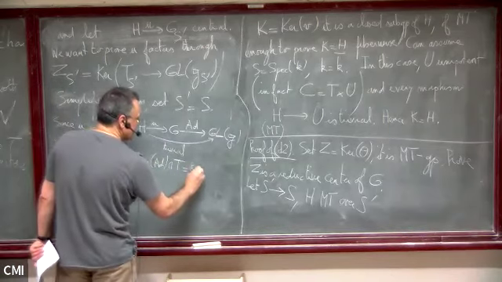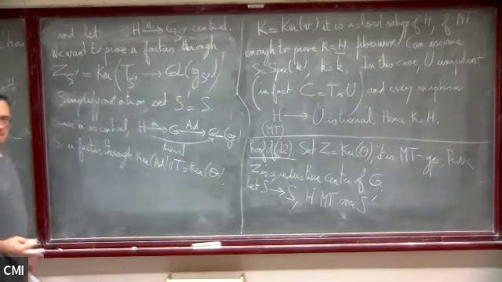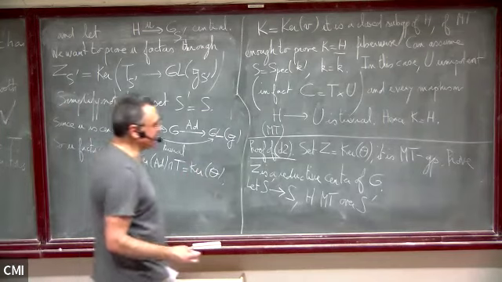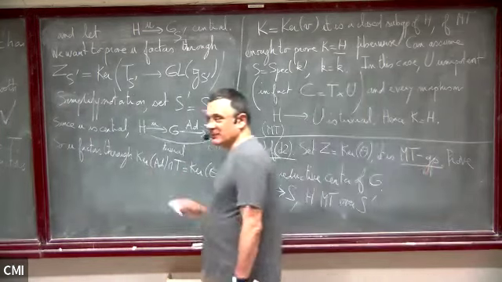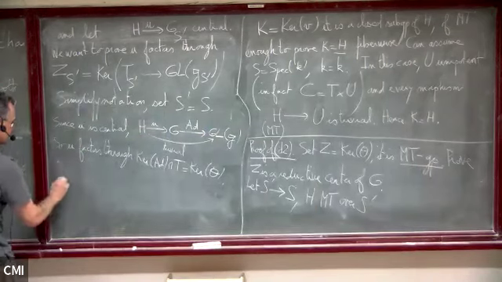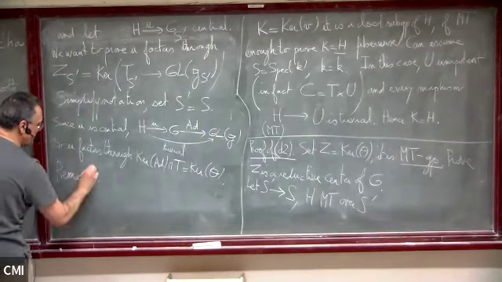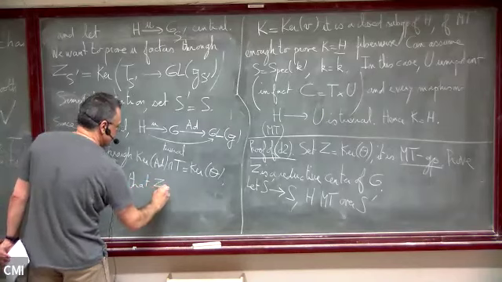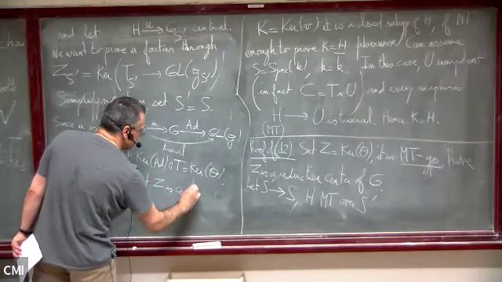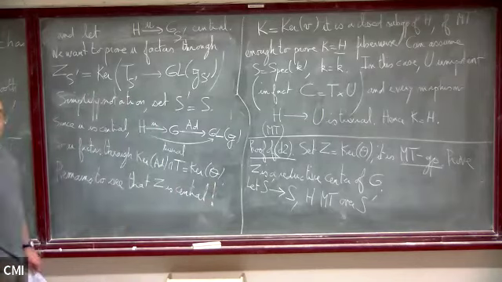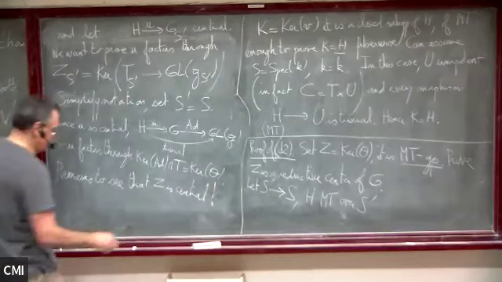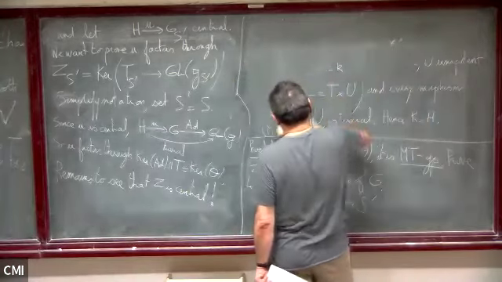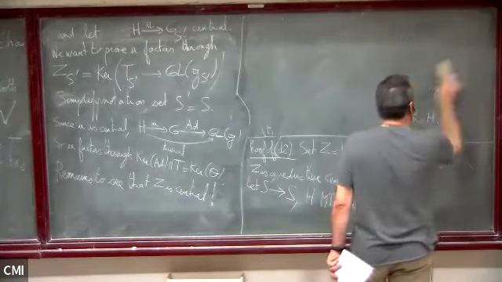And so this is precisely the kernel of theta. So it satisfies the universal property. The only point that remains is to see that Z is central. This we have not proved yet, but this is going to be quick.